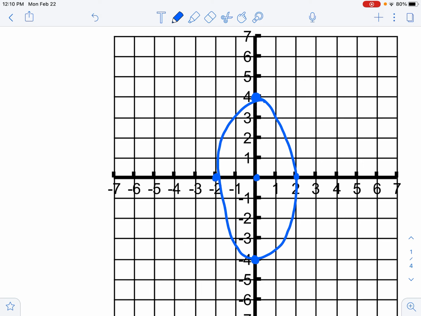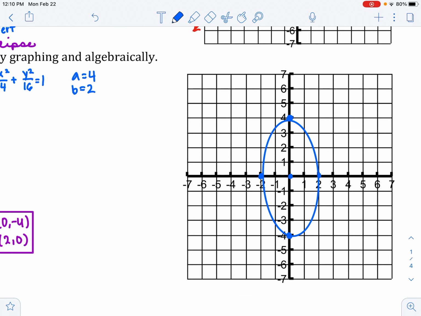I did the best I can do. No, I didn't. I can do better. Can't I? Let's try. That's good enough. Okay, there's my vertical ellipse.